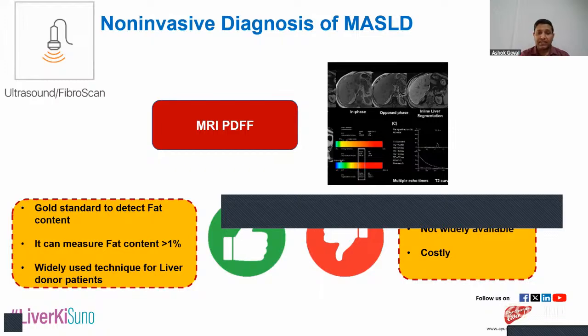Before we donate our liver to a patient who is suffering from liver disease, basically the surgeon checks for the fat component and other things through volumetry, to see whether the donor who is donating the liver is healthy or not. But there are a few disadvantages with this test. Basically, the cost, and it is not widely available.